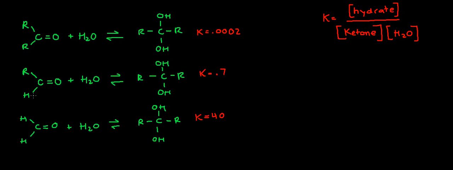formaldehyde. If we look at the equilibrium constant, the hydrate over the ketone and water, the equilibrium constant for the ketone is 0.0002 compared to an aldehyde, which is 0.7. So there are many orders of magnitude of difference between this equilibrium constant and this equilibrium constant. And of course, comparing to formaldehyde, the equilibrium constant is 40. So it's much more favorable to the hydrate.